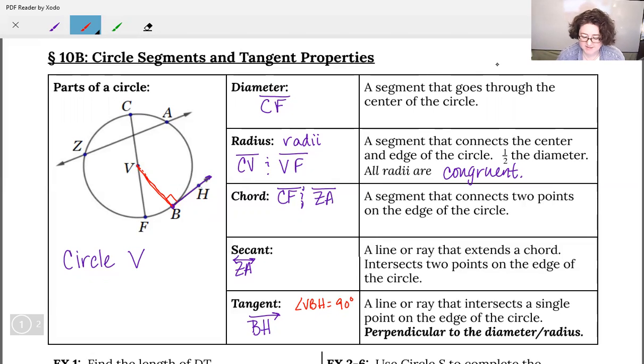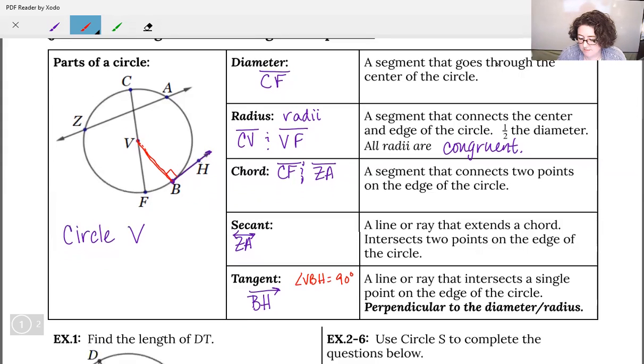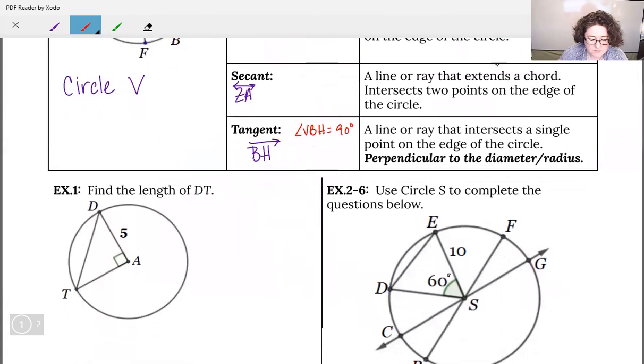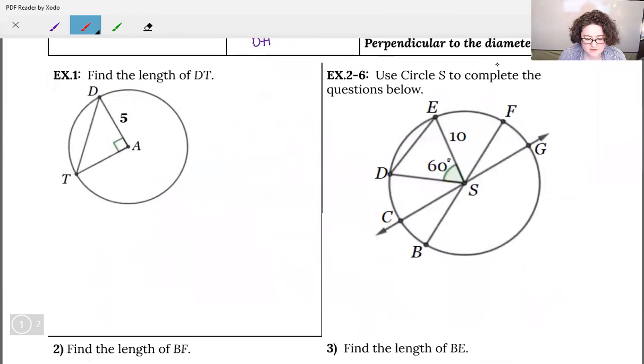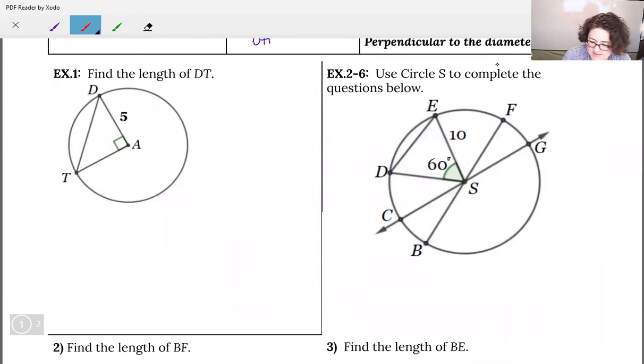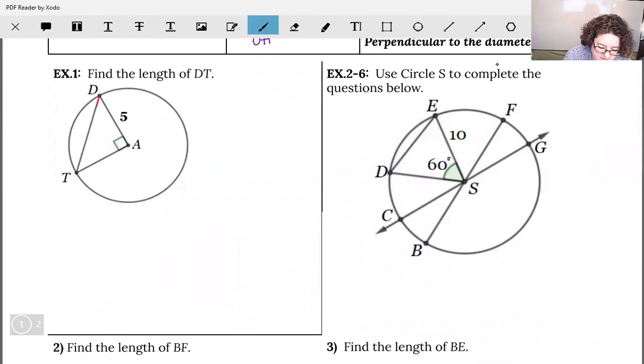Okay, so let's apply some of these. The first thing is just looking at the lengths of any segments, any chords, any rays, and how they interact. So our first one, example 1, find the length of DT. So segment DT is this guy. Now, are there any other shapes that you can see in the diagram? Well, wait a second. I have a right angle at A. I have a triangle, so I know this is a right triangle. So anything I know about right triangles, I could use. So I could use Pythagorean Theorem. I could use SOHCAHTOA.